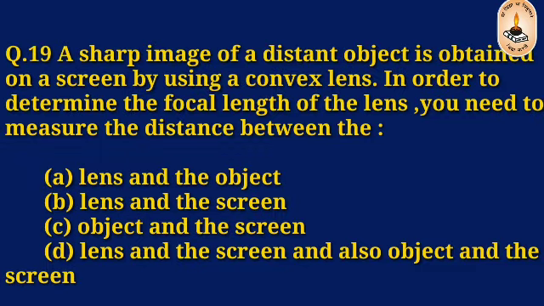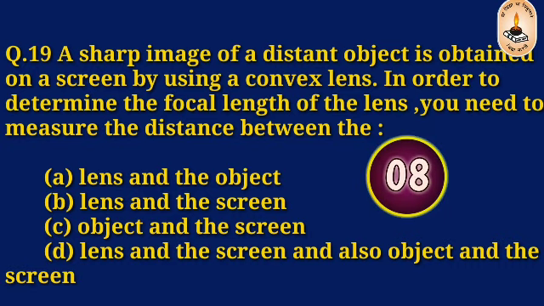Question number 19. A sharp image of a distant object is obtained on a screen by using a convex lens. In order to determine the focal length of the lens, you need to measure the distance between: the lens and the object, the lens and the screen, the object and the screen, the lens and screen as well as the object and the screen.